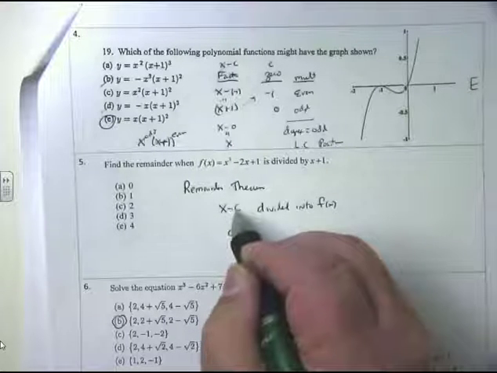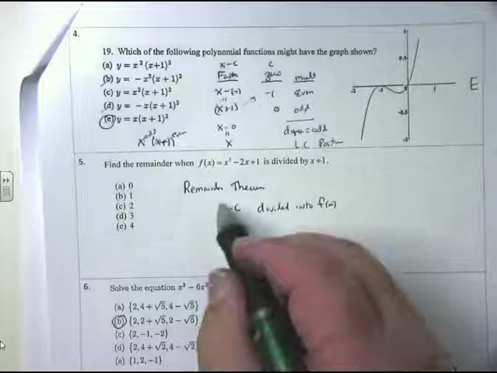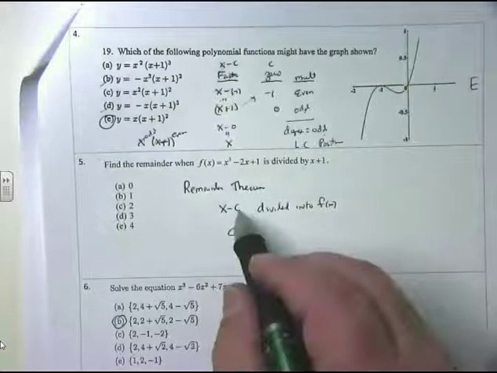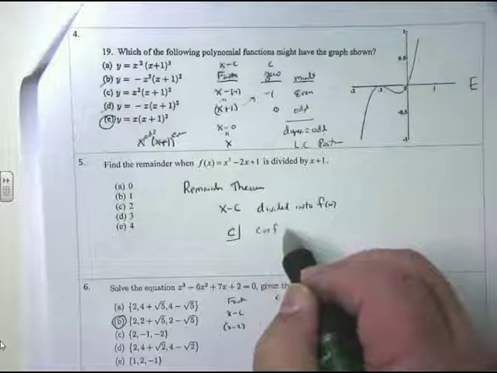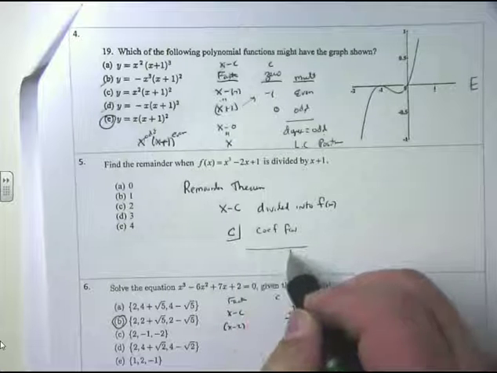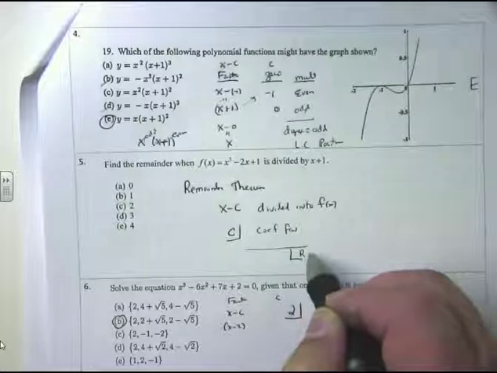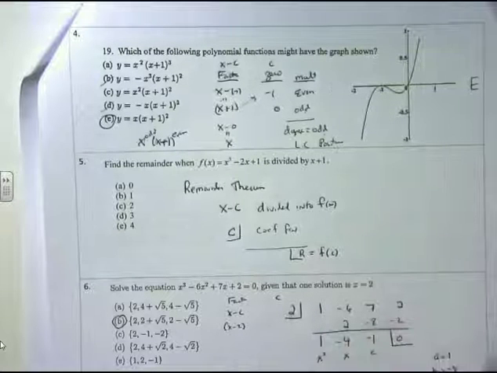So remember, x minus c, so pretty much set it equal to 0. You take the opposite number you see. If it's x minus 1, you take 1. So x minus c, you actually take the c, the opposite number, and divide it into the coefficients of f of x. And when you do the synthetic division, the remainder down here is actually equal to f of c, plugging c into the problem.